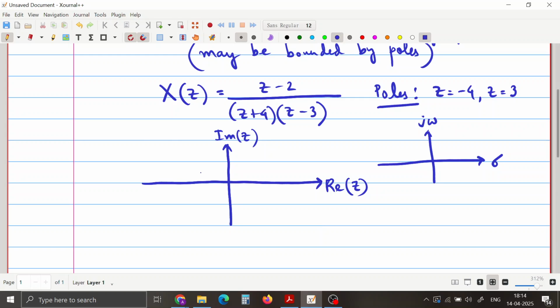Now let's plot these poles basically on this z domain. Okay, so this is the z domain.